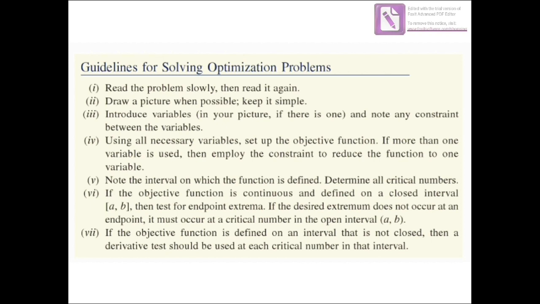Then note the interval on which the function is defined. Determine all critical numbers. If the objective function is continuous and defined on a closed interval a to b, then test for endpoint extrema. If the desired extremum does not occur at an endpoint, it must occur at a critical number in the open interval a to b.